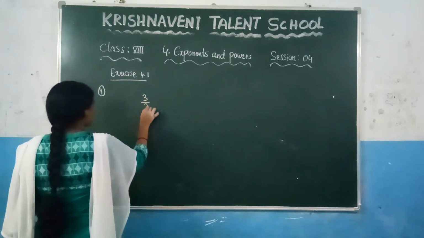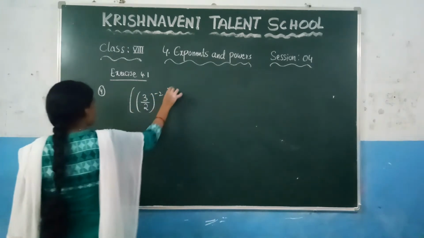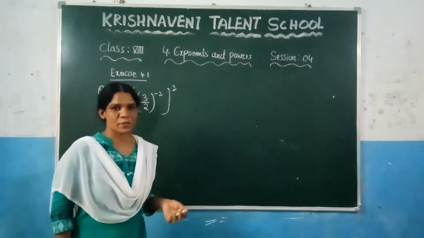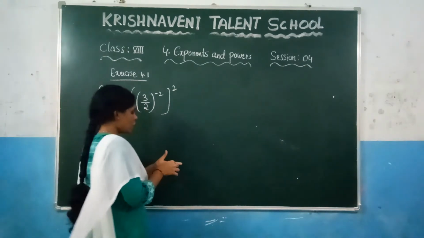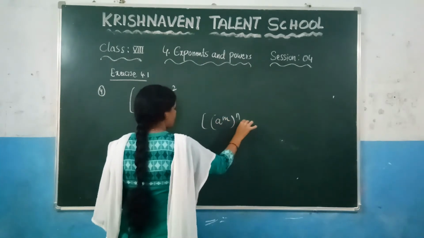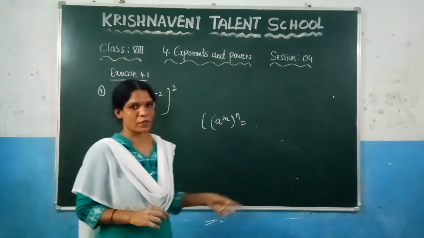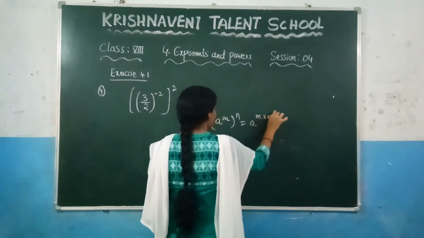3 by 2 whole power minus 2 whole power minus 2. This is the problem they have given here. Now you can observe that it is in the form of a power m whole power n. So here you know that what is this one? A power m whole power n, right? So what is this law of exponent? You can multiply the powers. So here you will get this one is nothing but a power m into n.